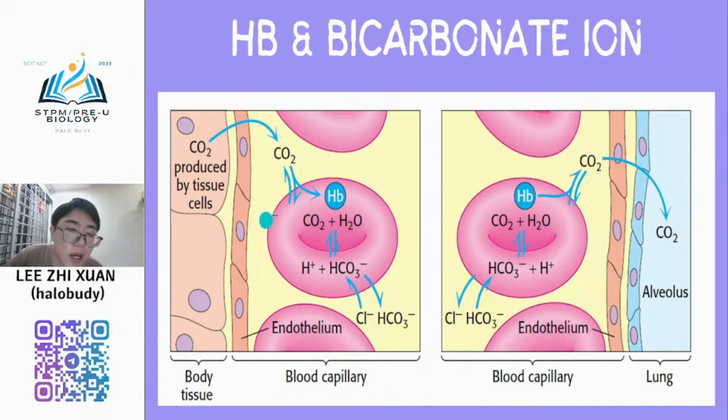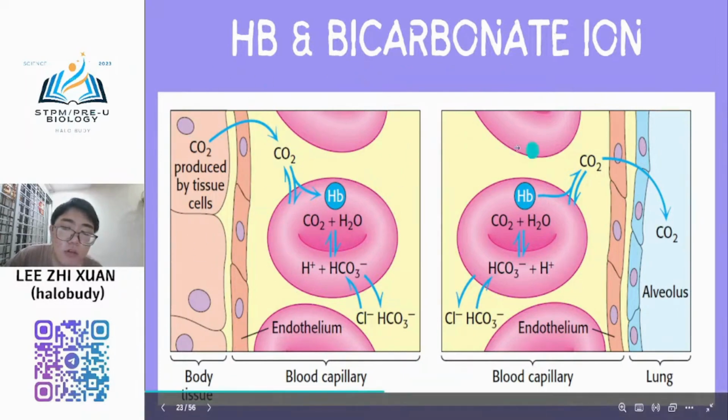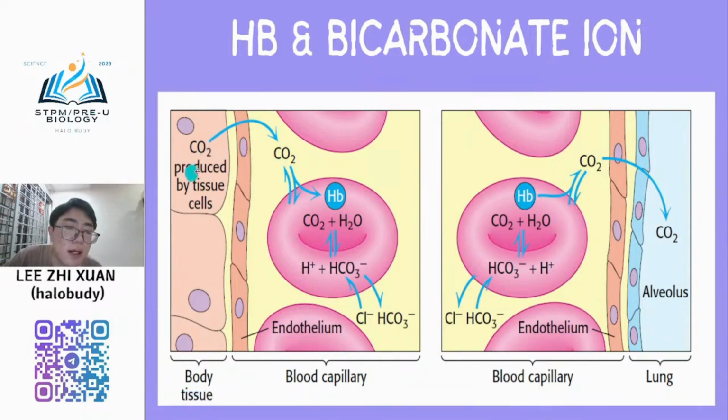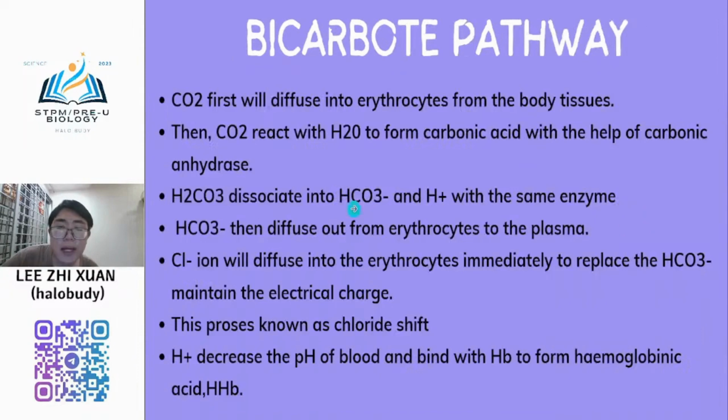So you see this diagram. It is about the body tissue, and the right hand side is the lung. Once the carbon dioxide is produced, it diffuses into the blood capillary, and then diffuses into the erythrocyte. This carbon dioxide will then react with water in the erythrocyte to form carbonic acid, H2CO3, with an intermediate step using an enzyme we call carbonic anhydrase.